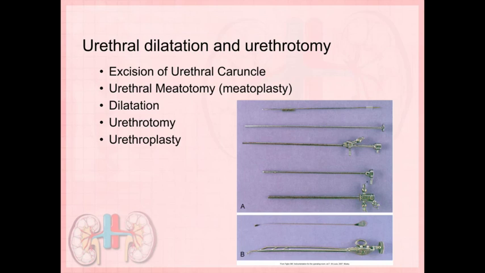Dilation of the urethra is usually done with a Van Buren sound to make it easier to insert other instruments and to relieve strictures. A urethrotomy is an incision of the urethral stricture with a urethrotome, and a urethroplasty is reconstructing the urethra, usually with grafting.